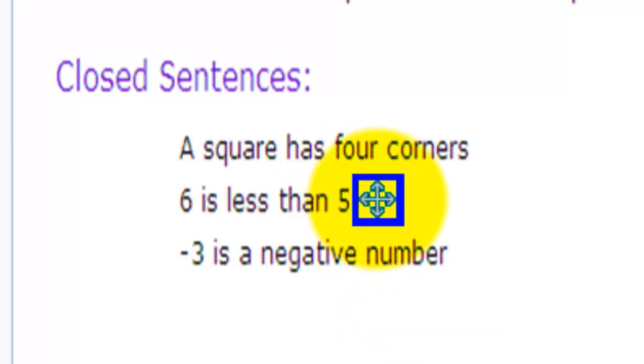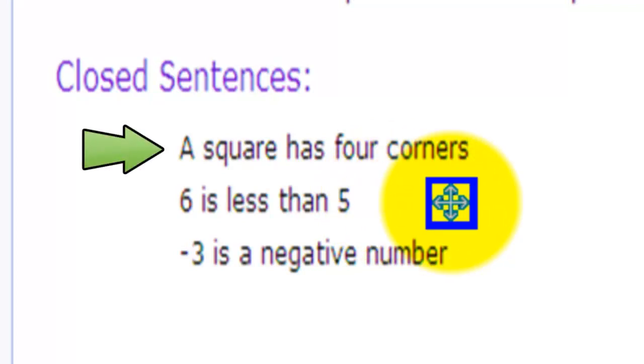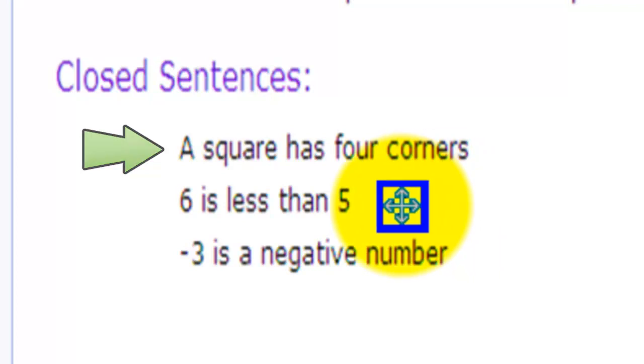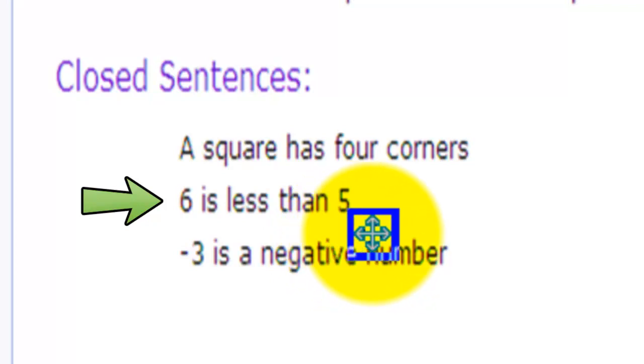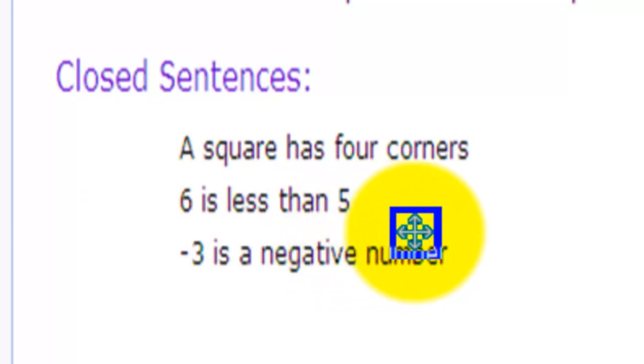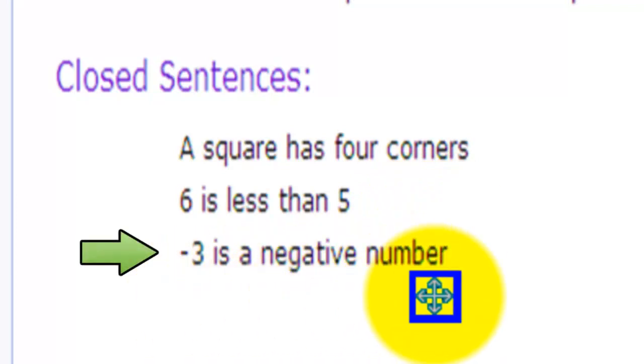So let's try. A square has 4 corners. True or false? It's true. You're right. 6 is less than 5. True or false? Good. False. Negative 3 is a negative number. And that's also true.